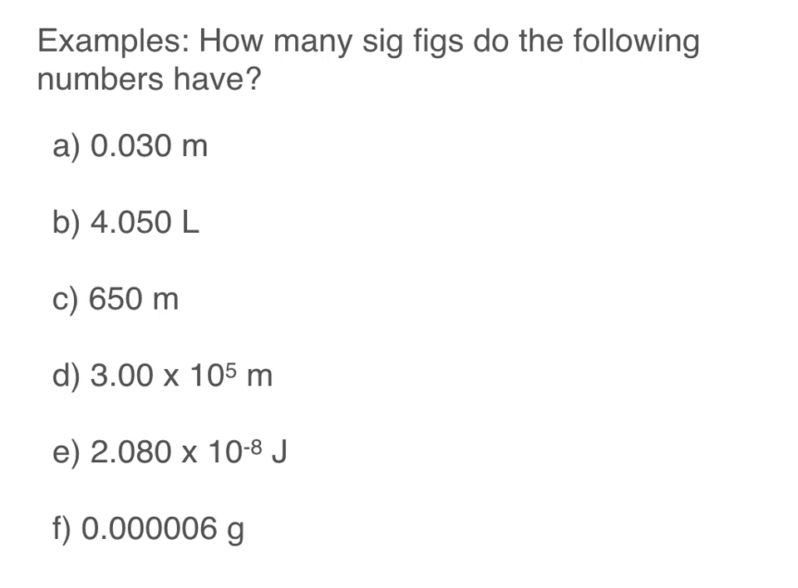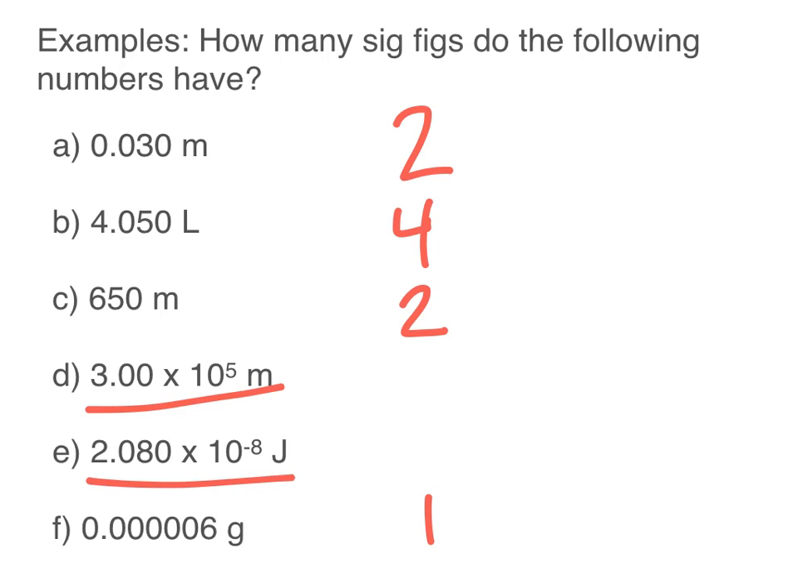So let's go through a little bit of practice with this. Pause it and see if you can actually answer these. All right, let's take a look at how you did. So this one would have 2. This one would have 4. This one would have 2. All right, and I'm going to skip down all the way to the bottom. That last one has 1, and we'll get back to these two.